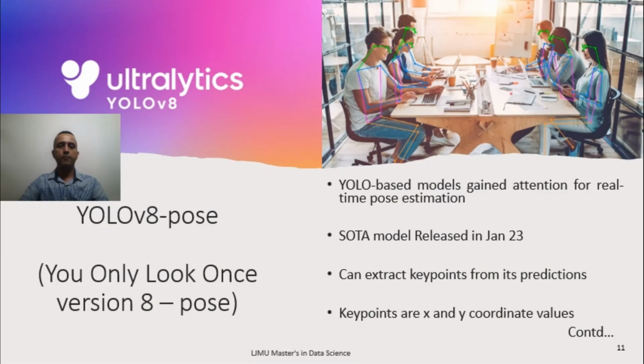YOLO is a comprehensive state-of-the-art computer vision library which can undertake classification, detection, segmentation, and pose classification. Its latest pose detection algorithm was released in its 8th version in Jan 23. The algorithm can extract key points from its predictions in real time and its performance is good. The key points are essentially x and y coordinate values.